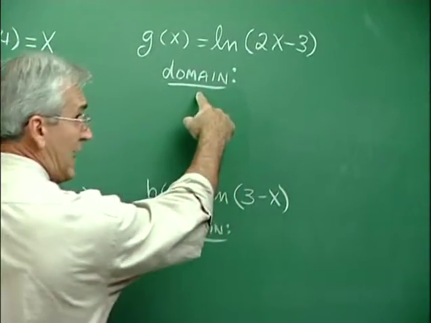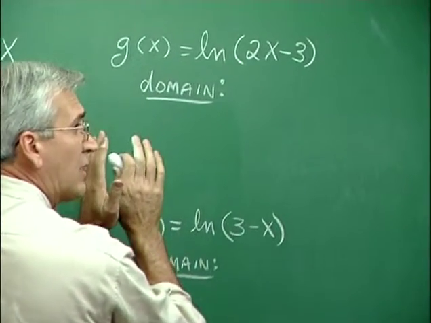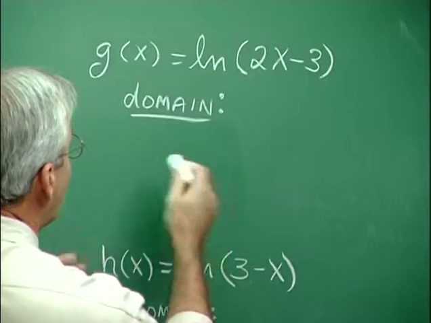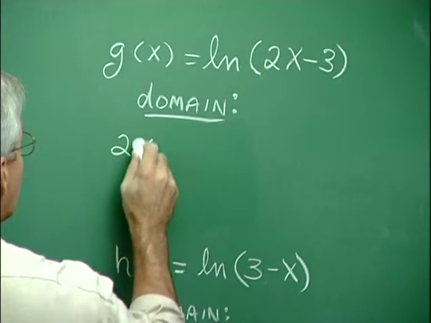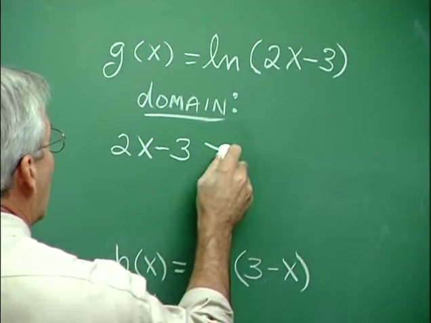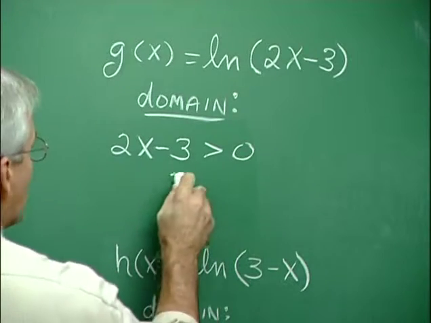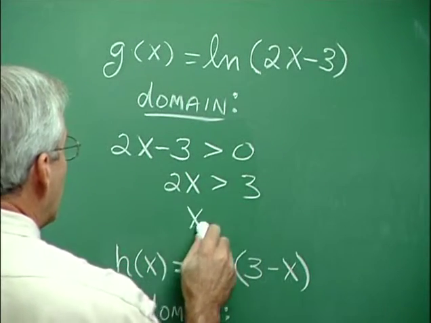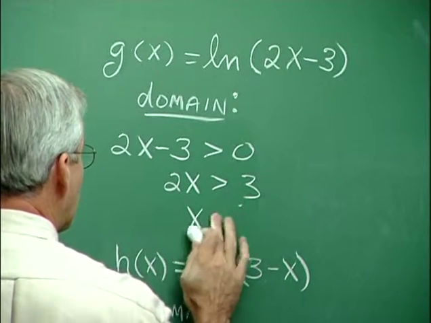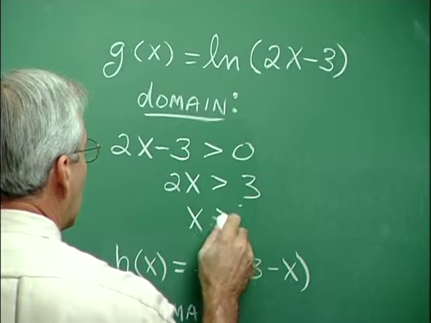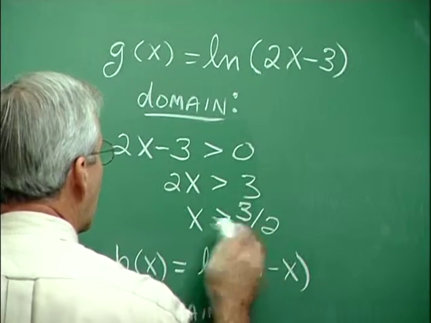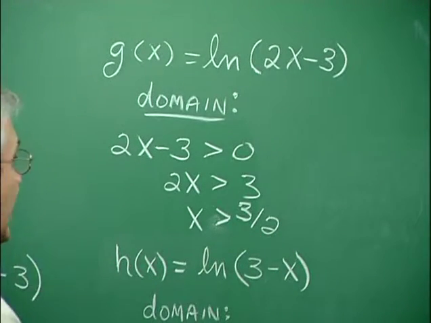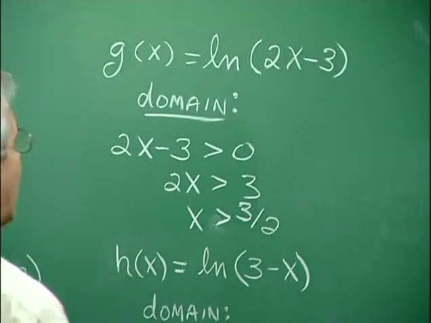The domain is found by saying to yourself, well, we can only take the logarithm of positive values, so we'd like to know the value of x that will cause 2x minus 3 to be greater than 0. So we add 3 on both sides, divide by 2, whoops, not equal, greater than. So x is greater than 3 over 2. x is greater than 1.5 then as the domain of that function.